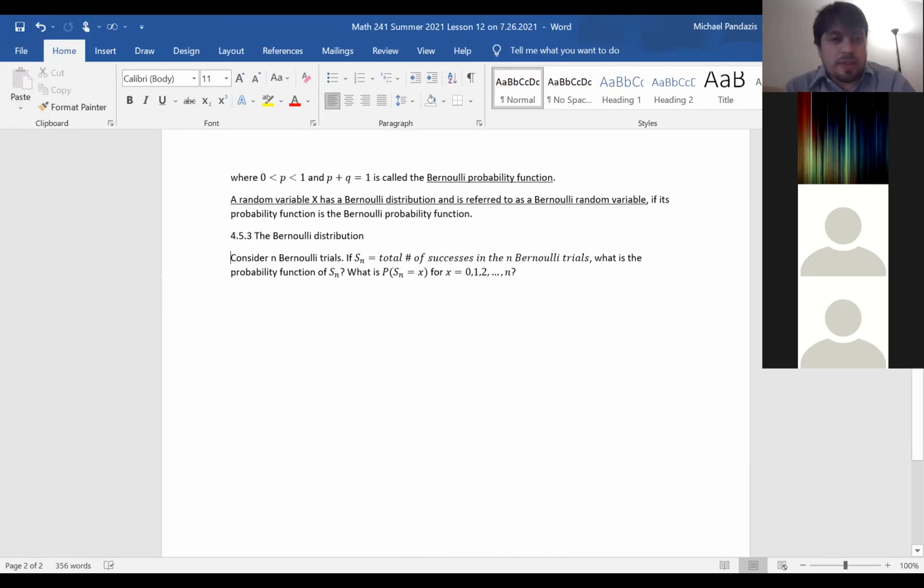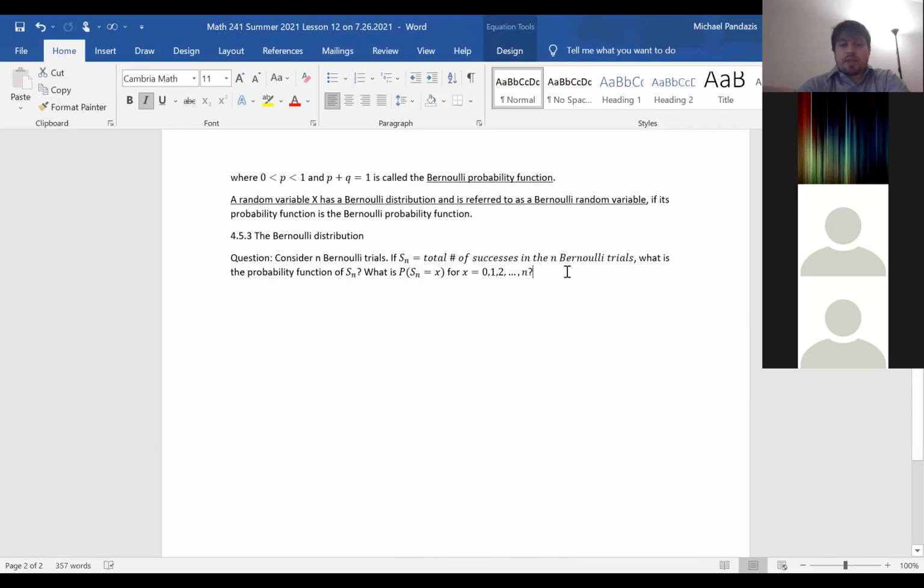I'm going to label this as a question we want to answer. The question is, consider n Bernoulli trials. If S sub n is the total number of successes in the n Bernoulli trials, what is the probability function of S sub n? What is the probability S sub n equals little x for x from 0 to little n? You have n Bernoulli trials, and each Bernoulli trial is characterized as something that has either success or failure, not both.